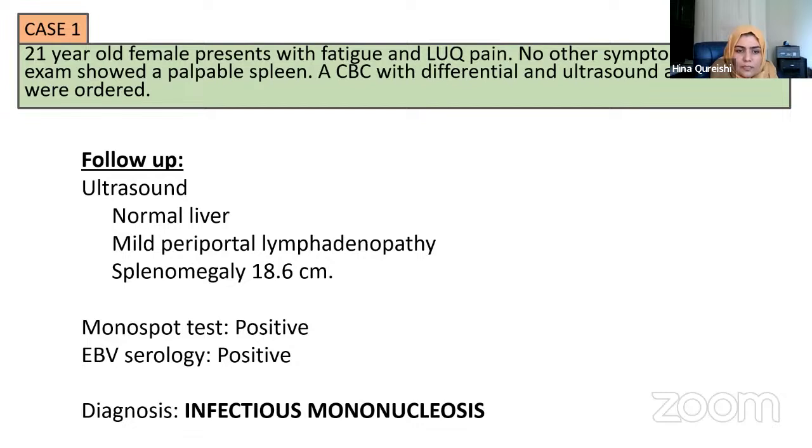So this patient actually has an enlarged spleen and presented with fatigue and left upper quadrant pain because of splenomegaly. Sometimes they do have some upper respiratory symptoms. This patient did not, but does have all the confirmatory tests for infectious mononucleosis. So this patient was given a diagnosis of infectious mononucleosis, was treated accordingly, and no further testing was done.